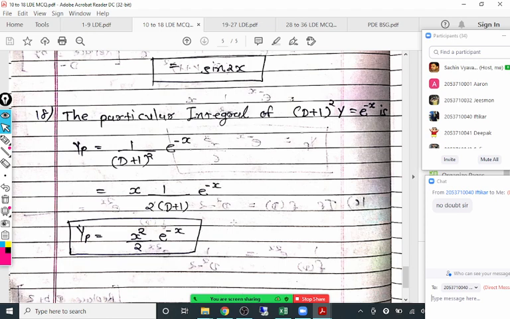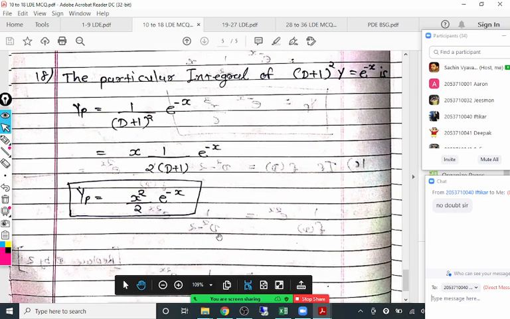18th, we want yp for e raised to minus x again. But here when we replace D by minus 1, you will observe it is coming 0. So x is multiplied and we differentiate the denominator, that's correct. Again when we replace, the same thing happens. So again x is multiplied and we differentiate the denominator, and that's the answer. Very good. It's correct. 18 is correct.